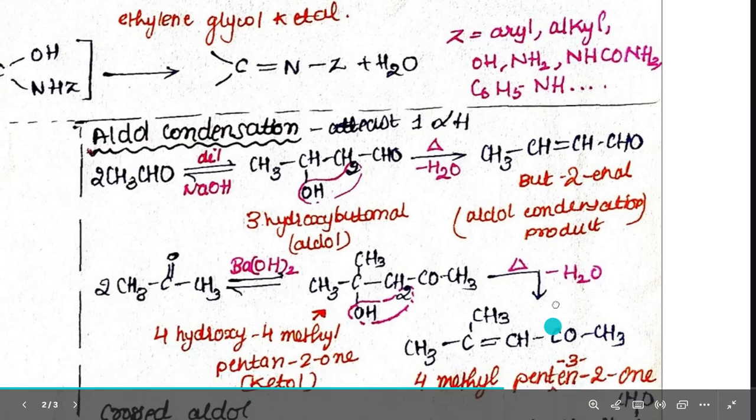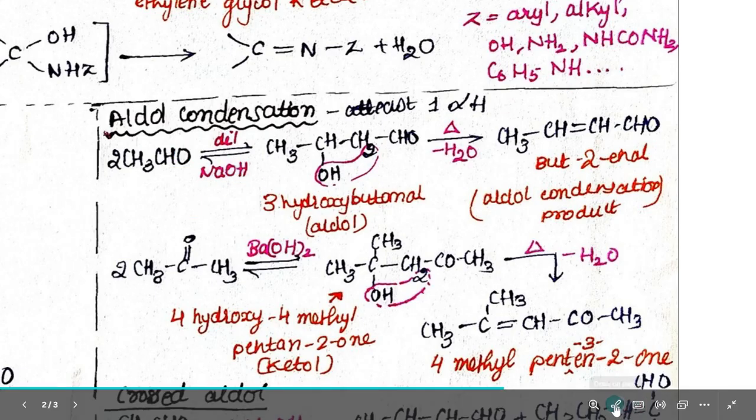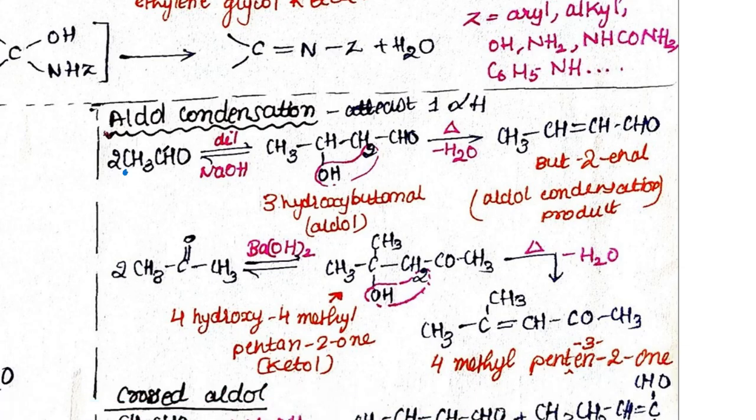Now coming to aldol condensation. It is performed by carbonyl compounds having at least one alpha hydrogen, either aldehydes or ketones. Which means what? See, if I have this carbon attached with the CHO group, how many hydrogens does it have? It has 3. So this is my alpha carbon, and there are 3 alpha hydrogens over here. So yes, it can perform aldol condensation.